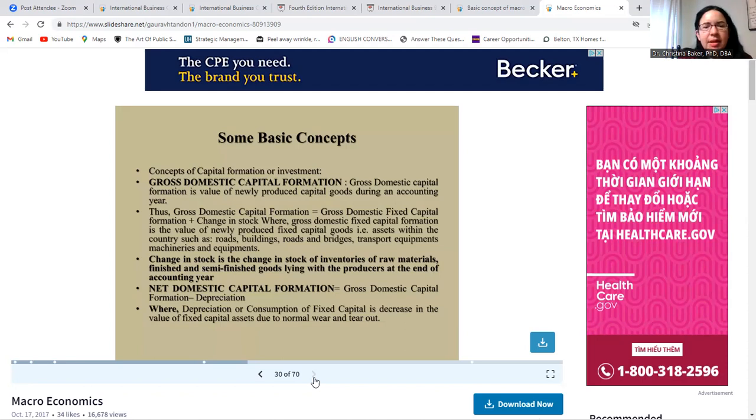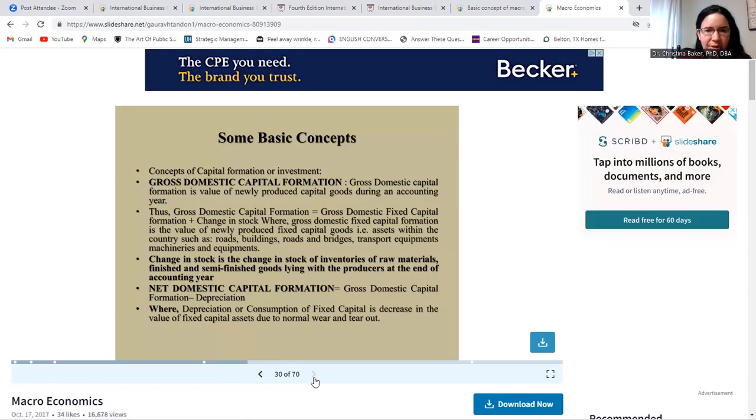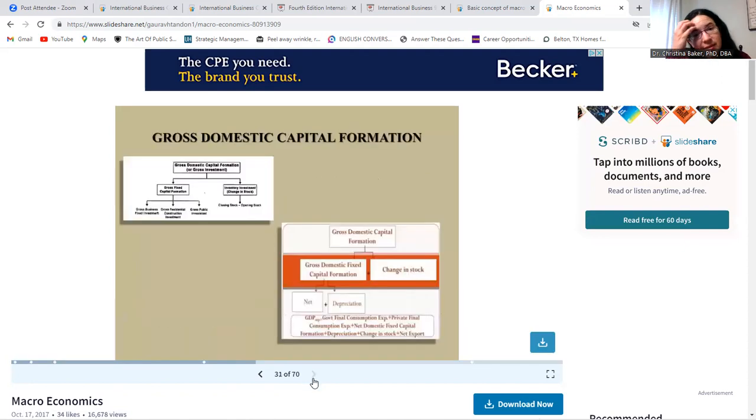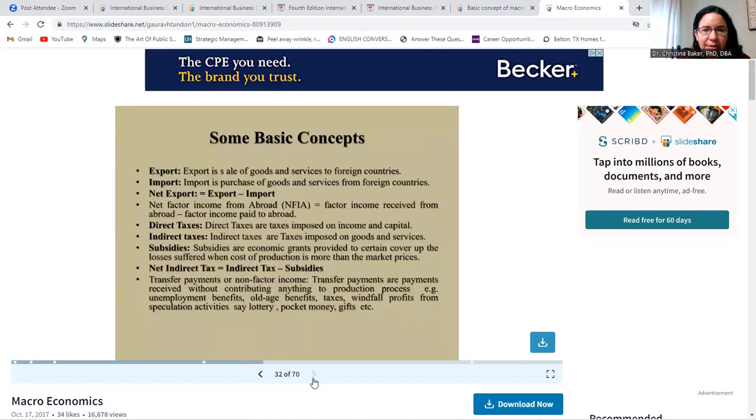And net domestic capital formation is gross domestic capital formation minus depreciation, whereas depreciation, or consumption of fixed capital, is a decrease in the value of fixed capital assets due to normal wear and tear. Gross domestic capital formation: we have gross domestic fixed capital formation, change in stock, net, and depreciation.